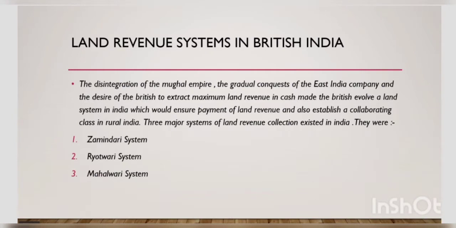Land revenue system in British India. The disintegration of Mughal Empire, the gradual conquest of East India Company and the desire of the British to extract maximum land revenue from India. Now let's move on to the land revenue systems.